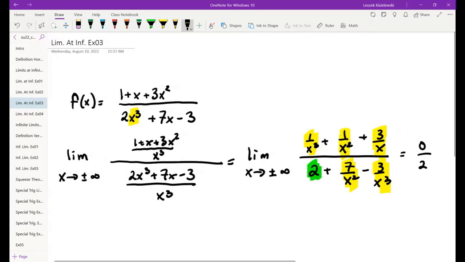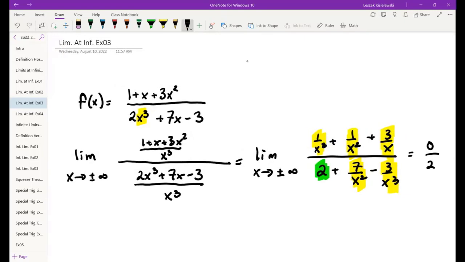Okay, so does that limit exist? Sure. 0 divided by non-zero is perfectly defined. It's equal to 0. So since this limit, and notice that it didn't matter whether x went to plus or minus infinity, right? So since that limit as x goes to plus or minus infinity is finite, we get that y equals 0. So that's just the x-axis. It's a horizontal line. It is a horizontal asymptote of our function.